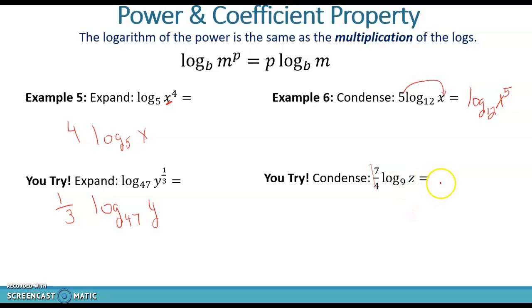Okie doke. We're going to take the log base 9, put the c there, and then we're going to take this little dealio and put it as the exponent right here. So 7 over 4. Again, make sure that this is an exponent. Make sure when you're writing it, you can really tell what everything is. All right.